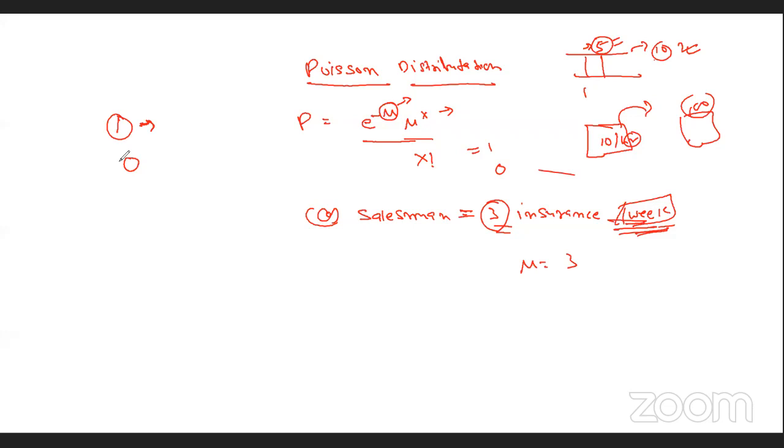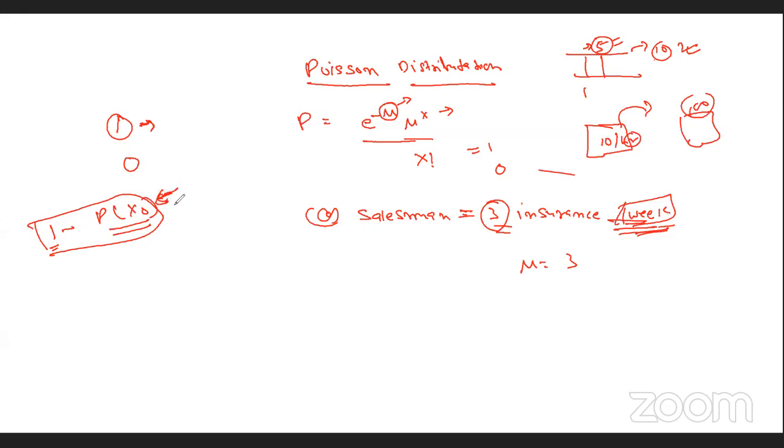Let's suppose I'm trying to find out the probability that this person will be able to sell something. Selling something means 1 minus the probability of 0 sales. If I'm able to find the probability of 0 sales and subtract it from 1, then this is the probability that the person will be able to sell something, because the probability of 0 sales is where the person will not be able to sell anything.